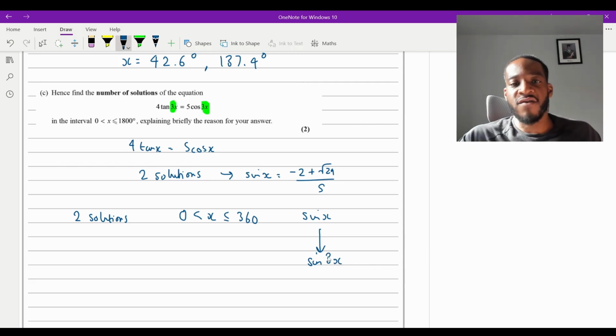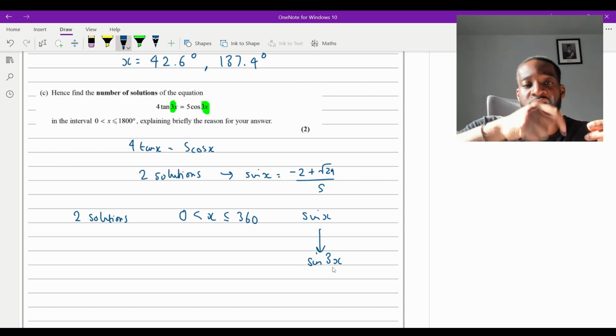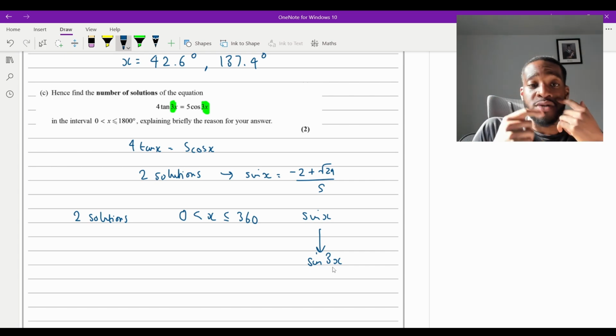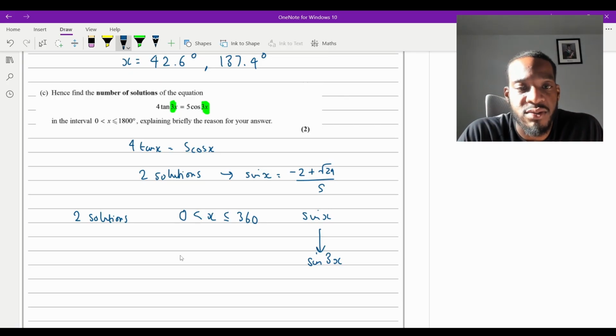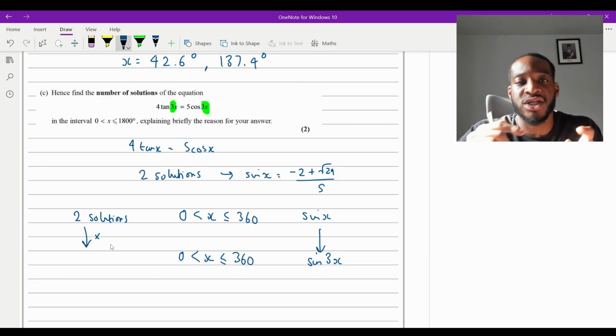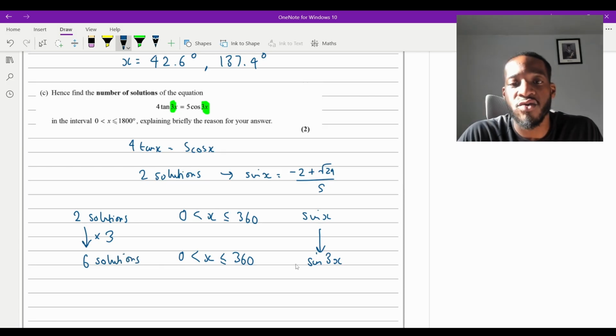What will happen is, remember, think of the graph of sin x. If I put a 3, it's going to just compress horizontally by a scale factor of 3. So everything is just going to divide by 3. So there's going to be 3 times as many waves, which means there's going to be 3 times as many solutions, isn't it? So when it's sine 3x, between 0 and 360, there would be 3 times as many solutions because there's 3 times as many waves. So I'm going to times this by 3. That means I'm going to have 6 solutions between 0 and 360.